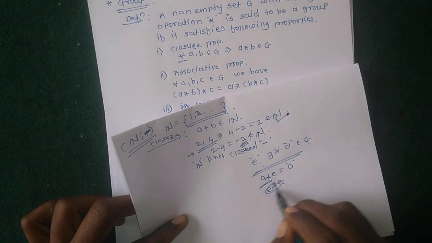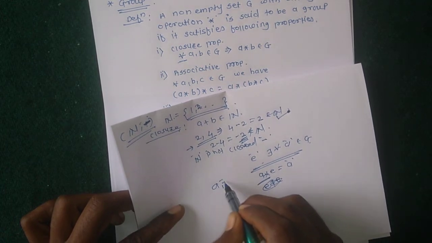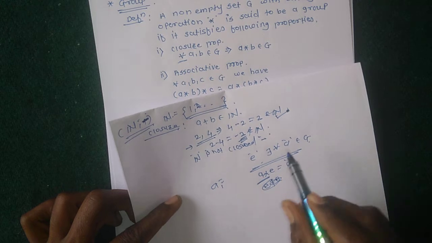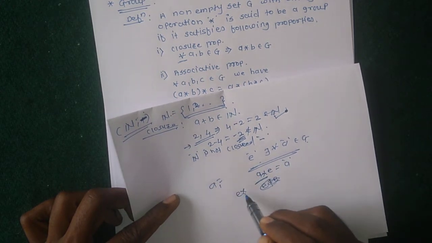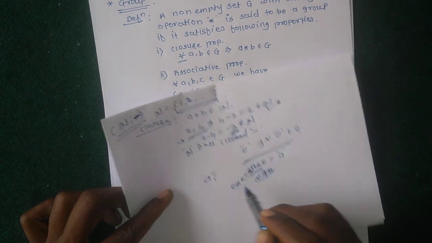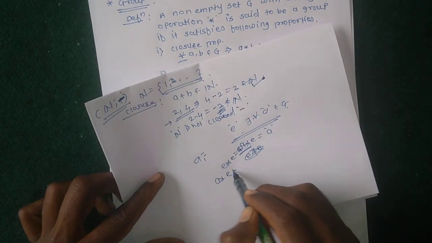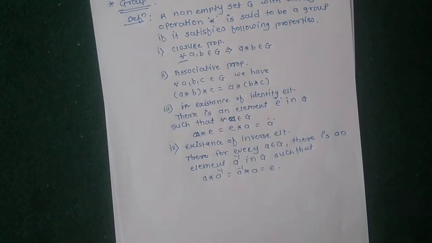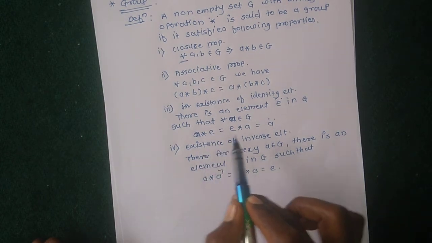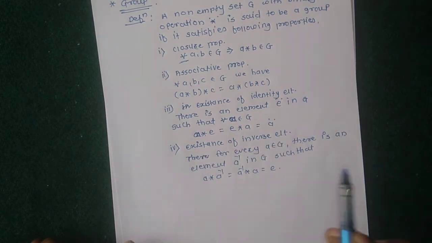Okay, it means that for A and E, E star E also equals E, and A star E also equals A. It means there is one element E in G which satisfies this condition: A star E equals E star A equals A.